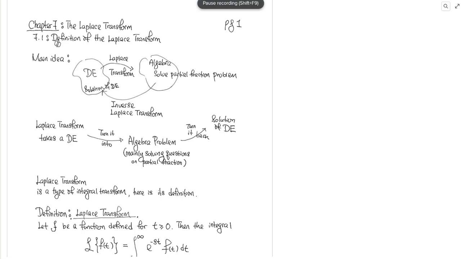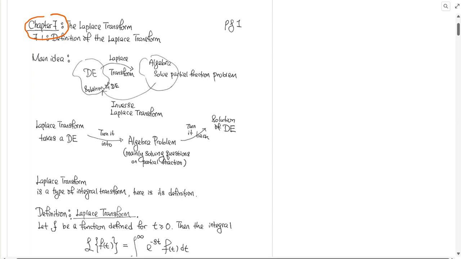Hello, welcome back to differential equations. This is going to be the first of a few shorter videos to talk about the main idea behind these methods called the methods of Laplace transform. This is in chapter 7.